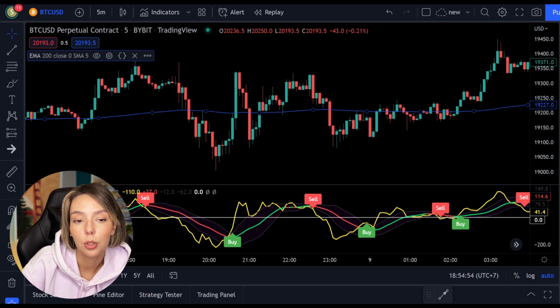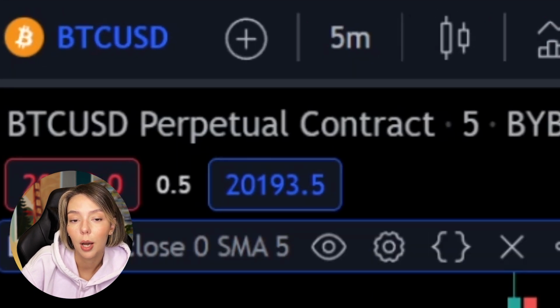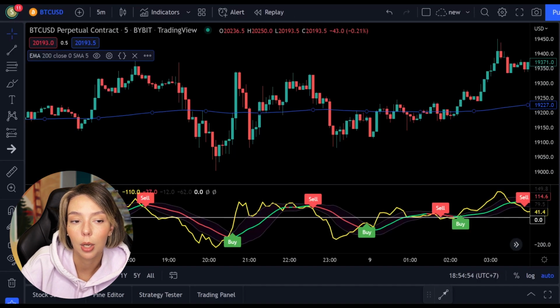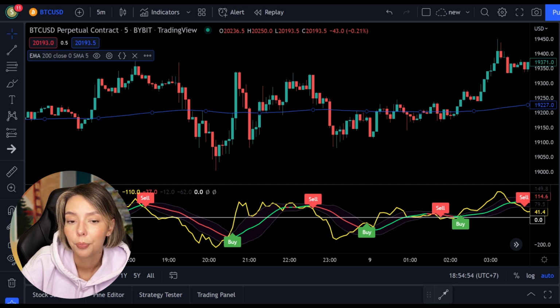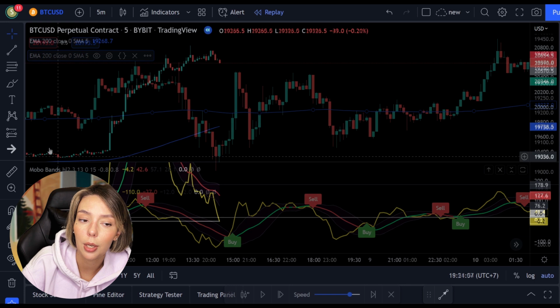You can trade the strategy on the 5-minute time frame, and I trade the strategy mainly on cryptocurrencies like Bitcoin or Ethereum. You can also test the strategy on Forex or on the stock market, but I recommend you not to trade on any other time frame, so stick to the 5-minute time frame.